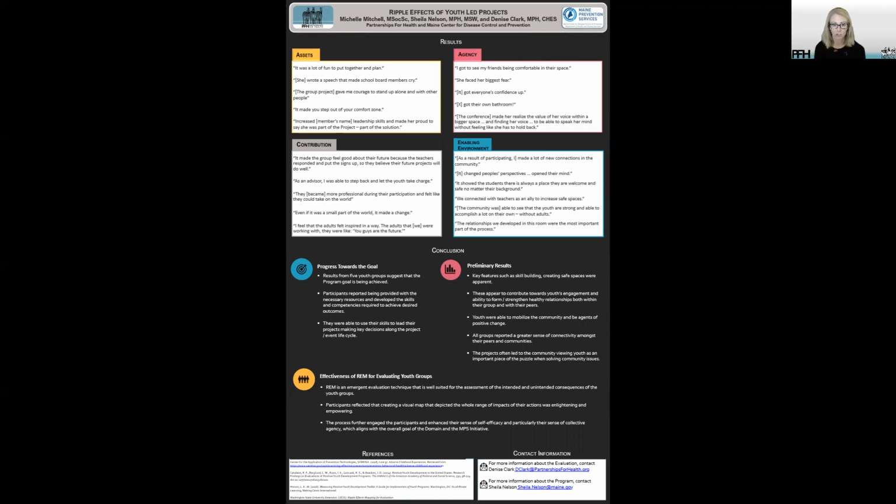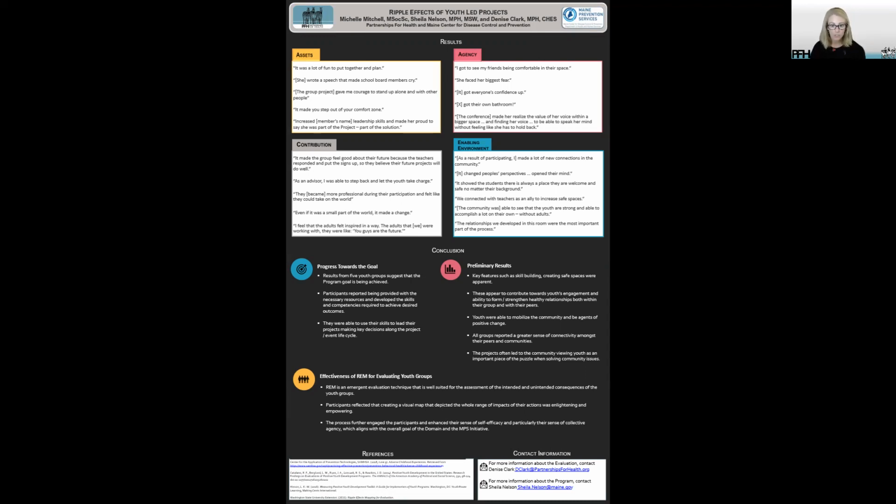All groups reported a greater sense of connectivity amongst their peers and communities, and the success of the groups resulted in new opportunities and partnerships between the young people and community members. And the communities recognized the power of youth coming together to accomplish things and have also even asked the youth to participate and lead other events in the community.